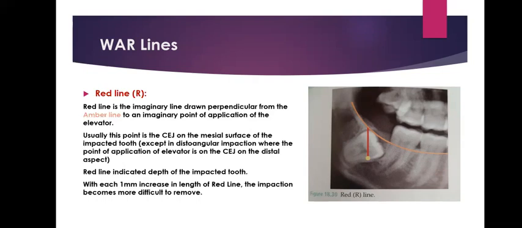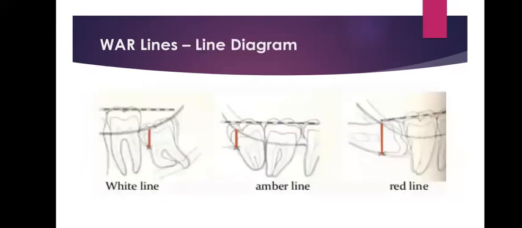Usually this point is the CEJ on the mesial surface of the impacted tooth, except if it is distoangularly impacted, the point of application will be on the distal aspect. The red line here indicates the depth of the impacted tooth. Now, with each increase in length of the red line, the impaction becomes more difficult to remove. Now, this is a line diagram of the wall lines, which can again be drawn in the exam, simplified.